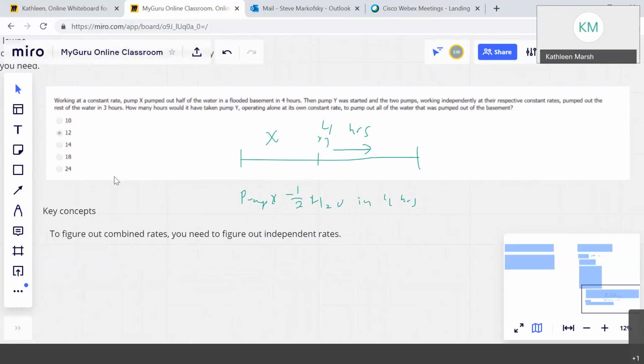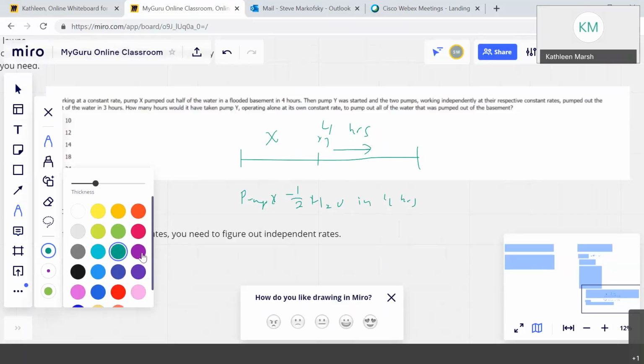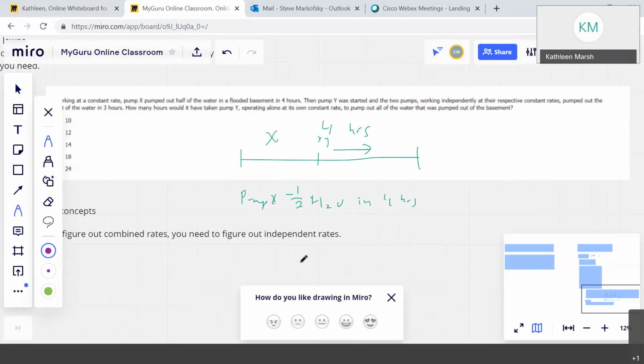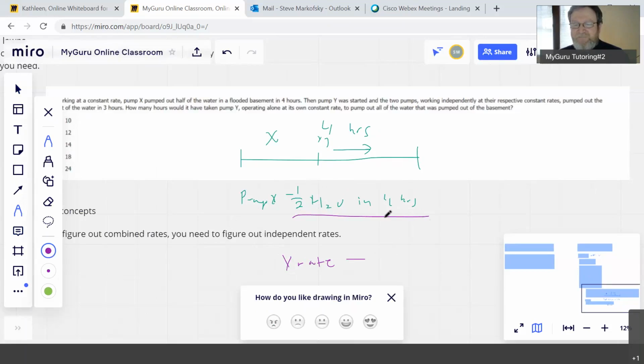Yeah, sure. So to first figure out the pump X rate, you want to figure out the standardized rate. So half of the basement in 4 hours would be the full basement in 8 hours. So that would be 1/8. Okay, so I'll stop you there for 1 second. Exactly what you're saying here, right? Half the basement in 4 hours means a full basement in 8 hours. That gives you a standard rate, right? So our X rate is 1/8. So the rate, just put that here, equals 1/8. Okay, so now we've got rate X.